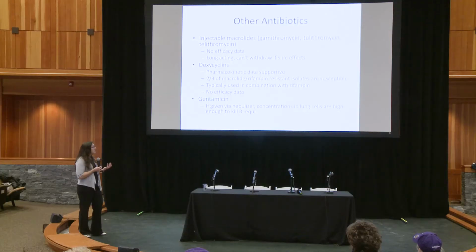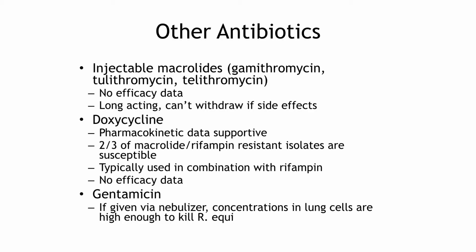The other medication that we're using more of now is doxycycline, and we, again, don't have any actual efficacy data for this, but we know that it makes sense from a pharmacologic standpoint. The reason we're using more of it is that two-thirds of Rhodococcus isolates that are resistant to a macrolide and rifampin are susceptible to doxycycline. So we've started to use those more.